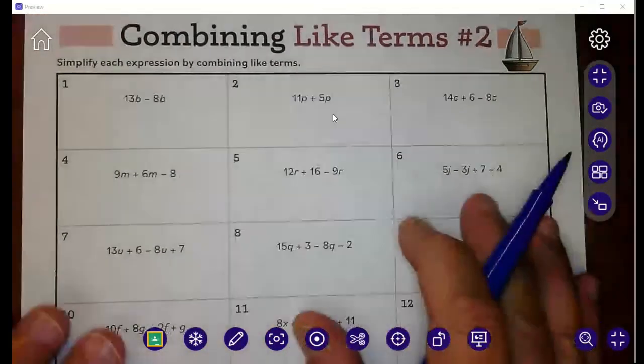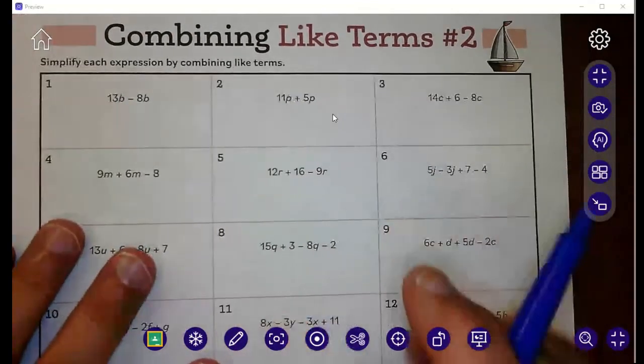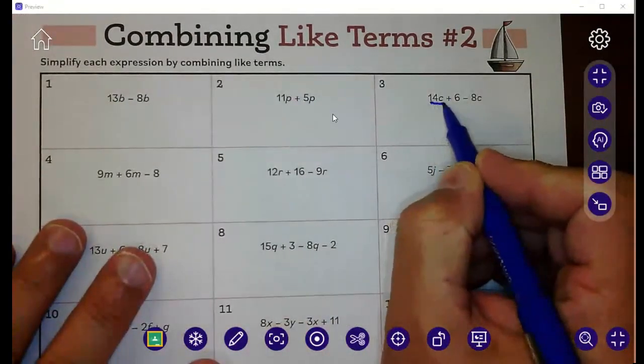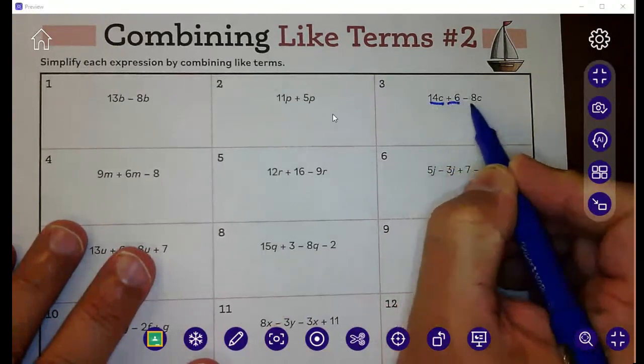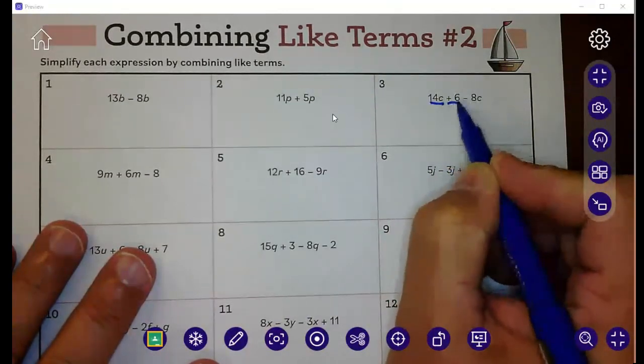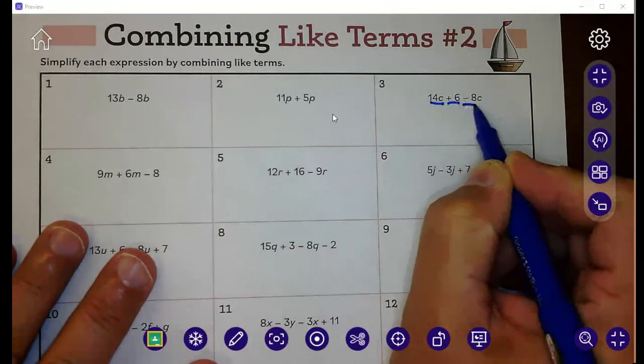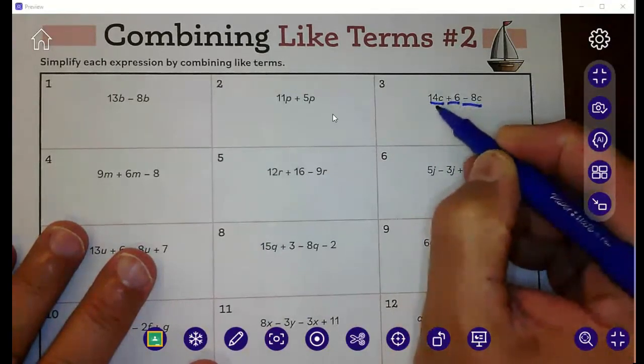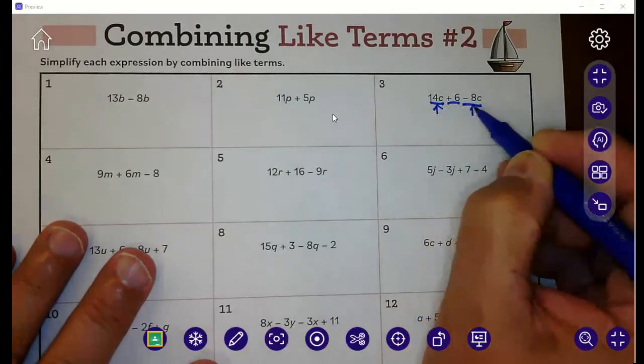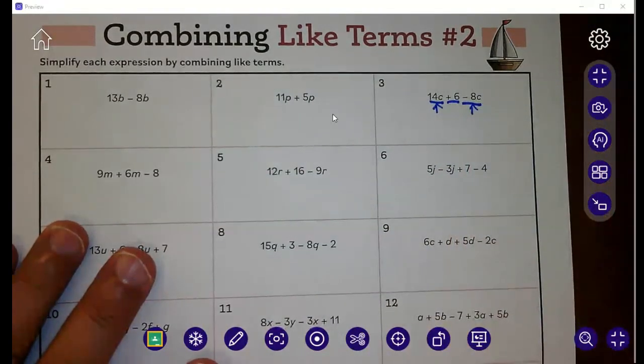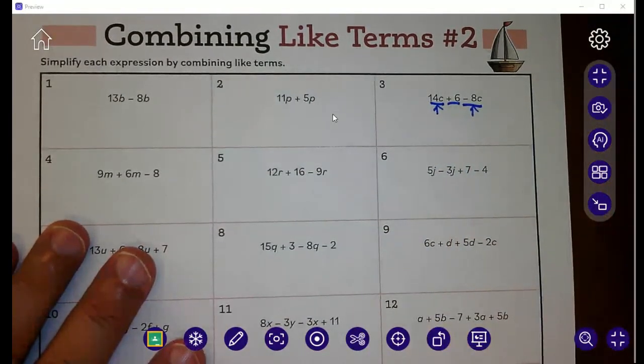All right, so I was asked to do number 3. So number 3, we have 3 terms, 14c, 6, which is a constant term. It does not have a variable, and negative 8c. So 14c and negative 8c are like terms. They have the same variable to the same power. Both of those terms have a c variable, and c is to the first power, understood first power.